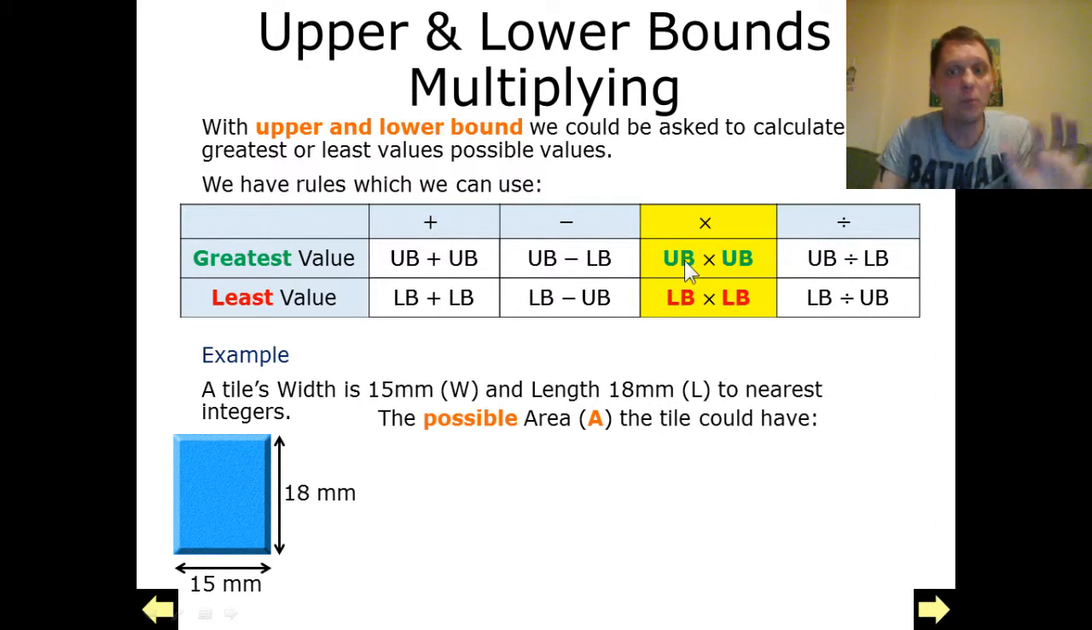I'm going to take the upper bound of our first value, multiplying it by the upper bound of our second value to find the greatest. To find the least, we're going to take the lower bound of our first value, multiplying it by the lower bound of our second value.